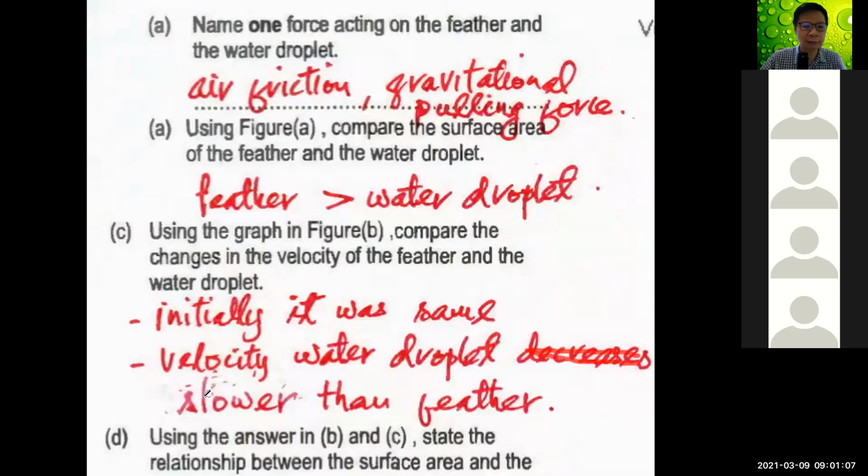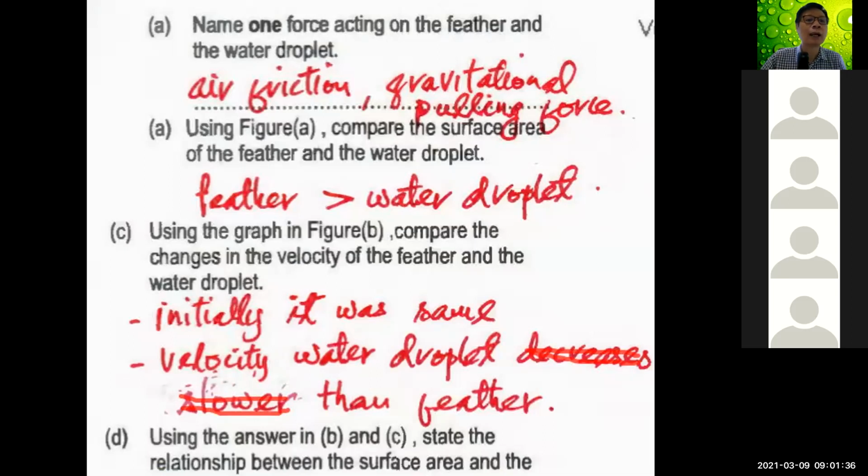How to give the answer? Velocity of water droplets. Cancel this one. Velocity of water droplets is higher than the velocity of the feather. So please change the answer now. Velocity of the water droplets, right? The velocity. Maybe I give an answer.